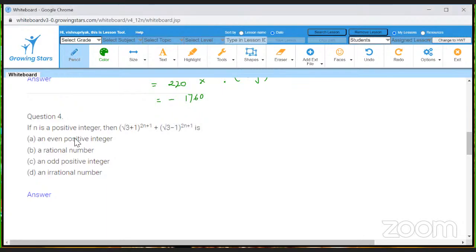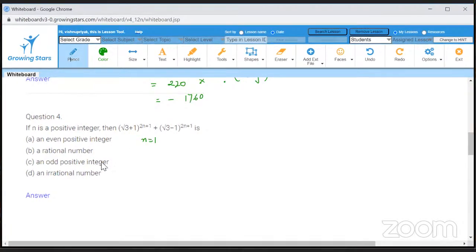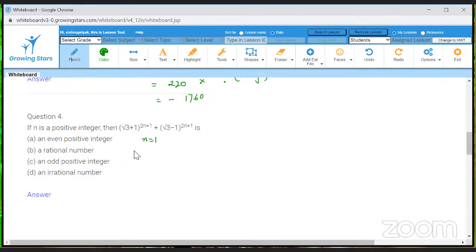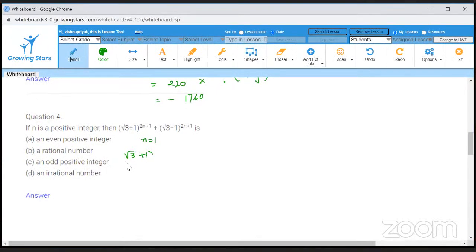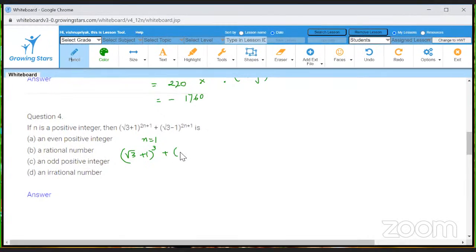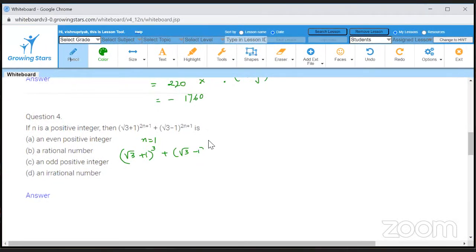If n is a positive integer, (root 3 plus 1) power 2n plus 1, minus (root 3 minus 1) power 2n plus 1. You have to expand and see what you will do. They said n is a positive integer, so we will take n equal to 1, for example. Then what we will have? (Root 3 plus 1) power 3 and (root 3 minus 1) power 3.